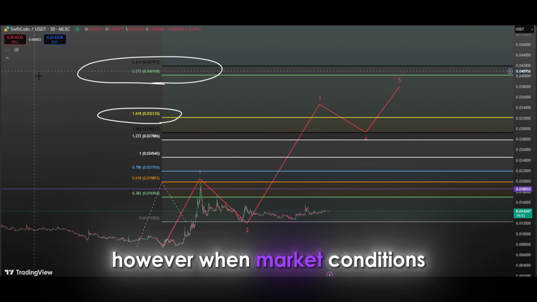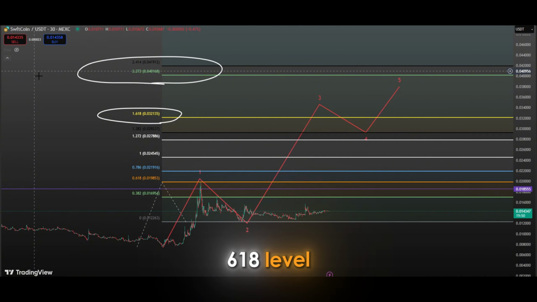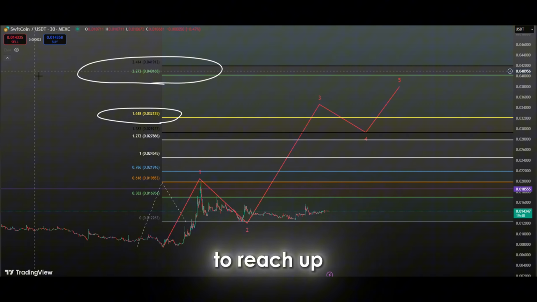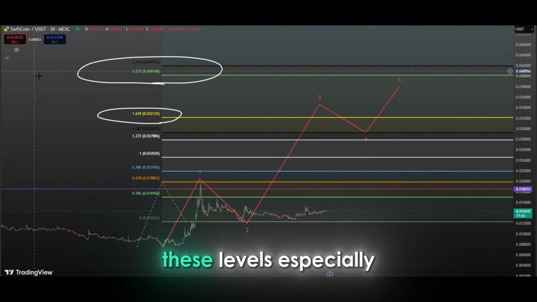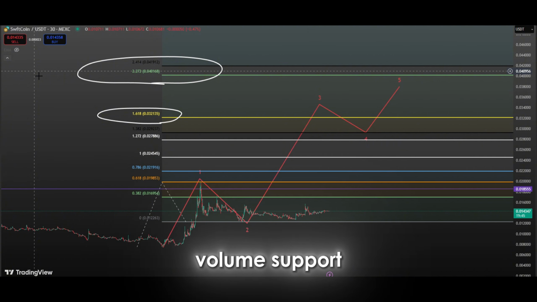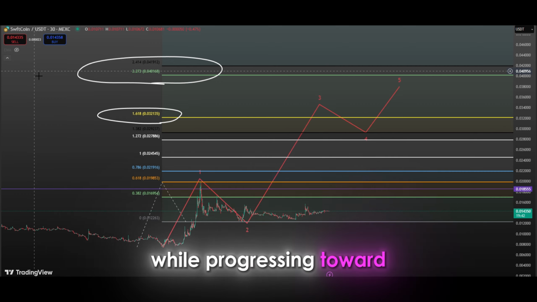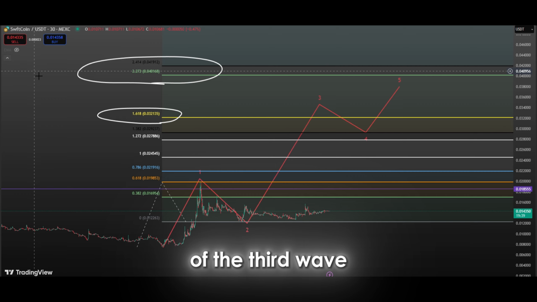However, when market conditions and investor sentiment are strongly positive, the third wave often doesn't stop at just the 1.618 level. If momentum strengthens further, it is common for the price to reach up to the 2.272 Fibonacci extension level. These levels, especially when tested with volume support, provide important insights into the strength of the ongoing trend. If the price maintains a healthy structure while progressing toward these targets, interim corrections tend to be brief and shallow, another typical characteristic of the third wave.